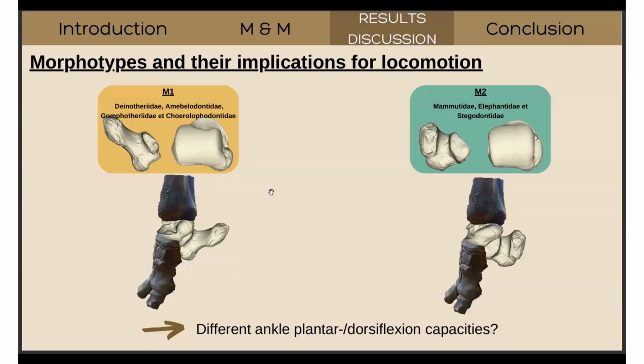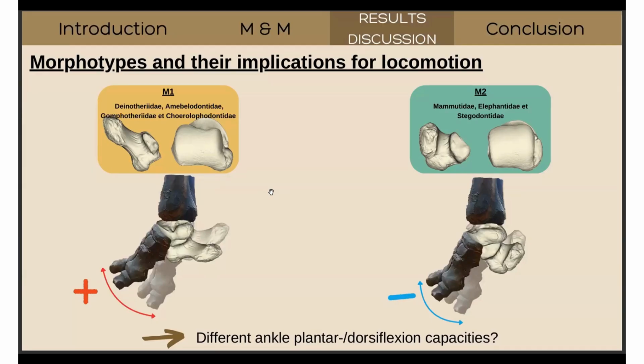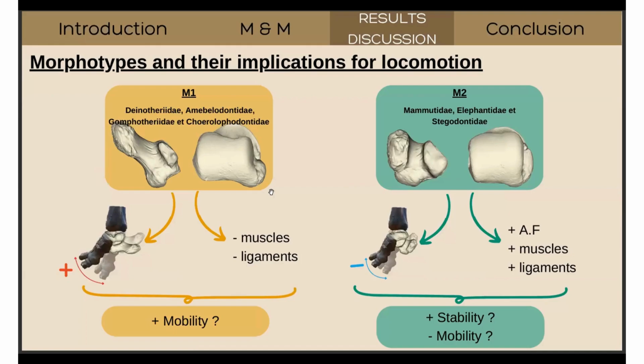In fact, the size of the tuber calcanei, which is the lever arm of the joint, has an effect on what we call the effective mechanical advantage. So a longer lever arm leads to a higher EMA, and thus a better amplitude capacity of movement than a shorter lever arm. And so to compensate for the lower EMA of the joint in the M2 morphotype, we can see the recruitment of more muscles, ligaments, and wider articular facets. So we have the M1 morphotype, which seems to be associated with better ankle mobility for plantar and dorsiflexion, and the M2 morphotype with better joint stability to compensate for the loss of mobility.